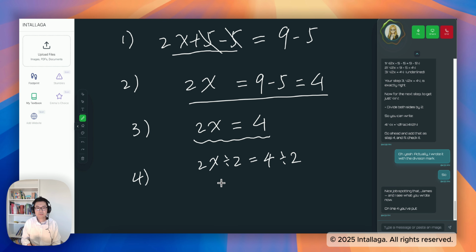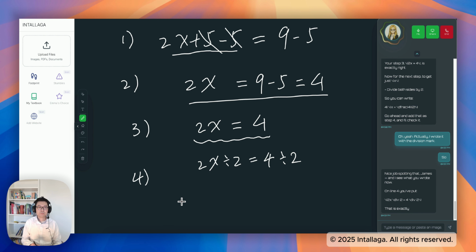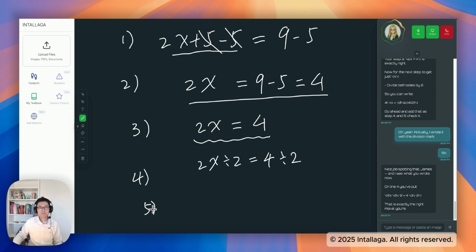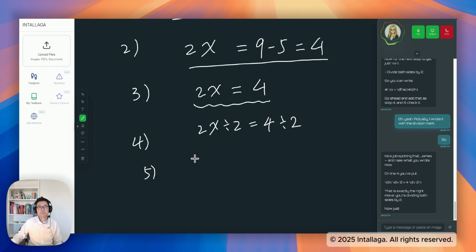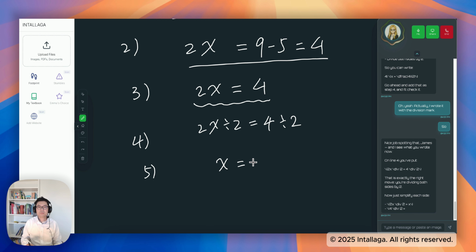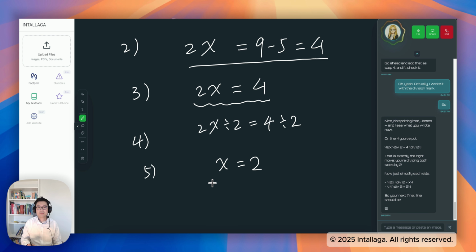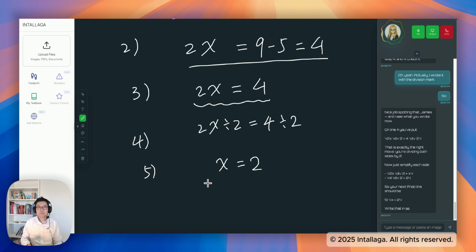On line 4, you've put 2x divided by 2 equals 4 divided by 2. That's exactly the right move. You're dividing both sides by 2. Now just simplify each side. 2x divided by 2 is x. 4 divided by 2 is 2. So your next final line should be step 5, x equals 2. Write that in as step 5, and you've fully solved 2x plus 5 equals 9.